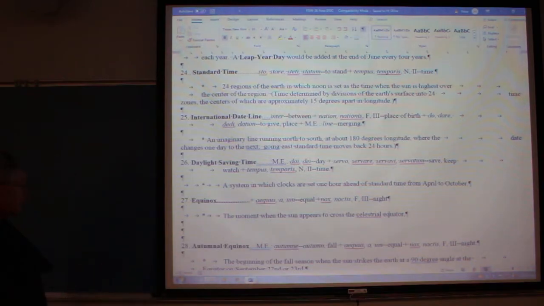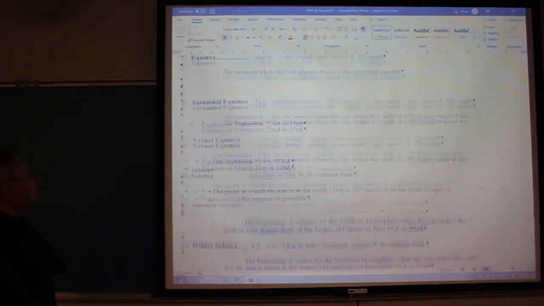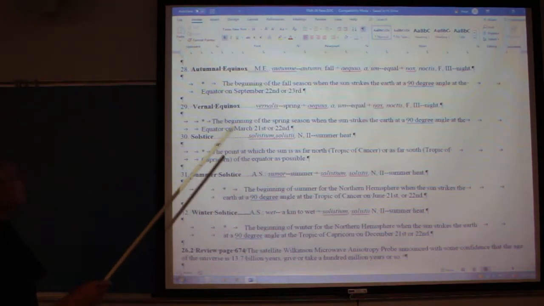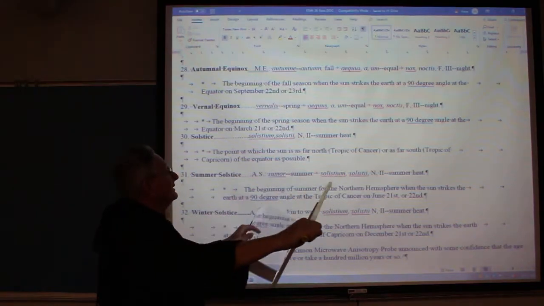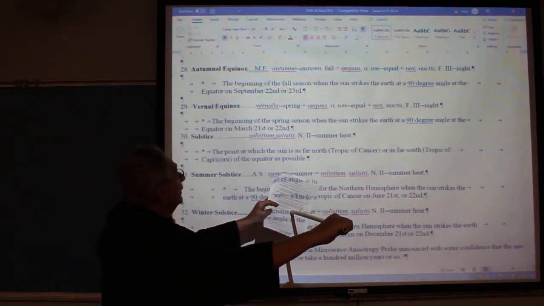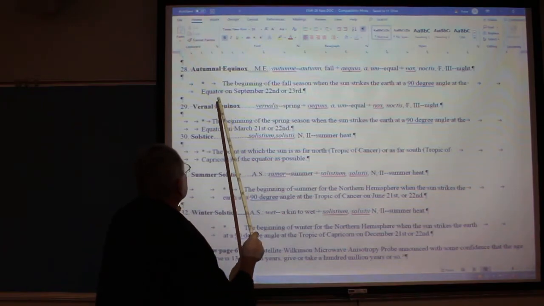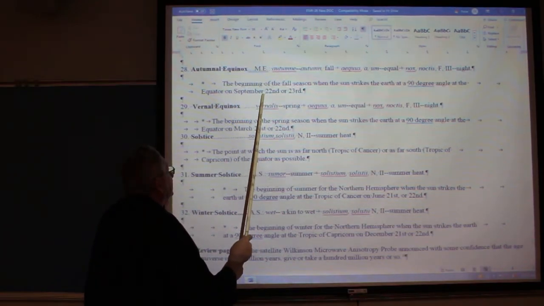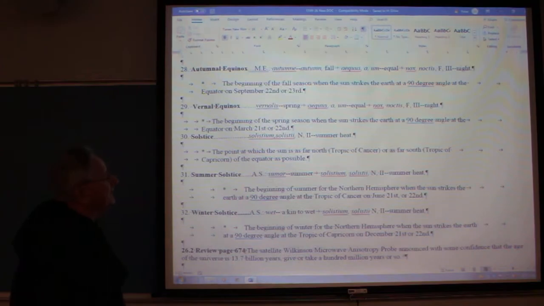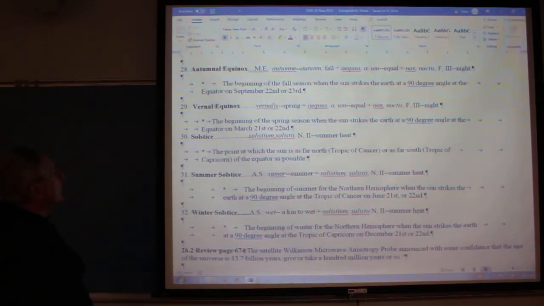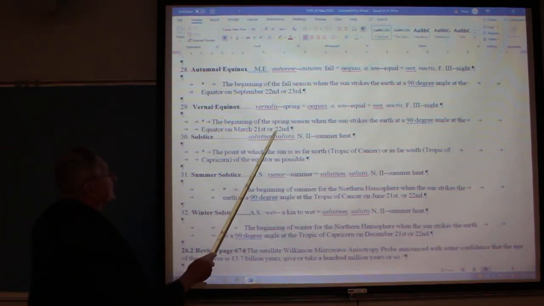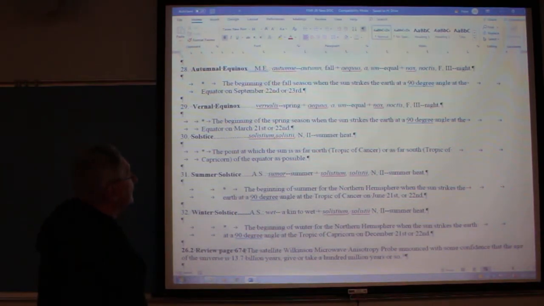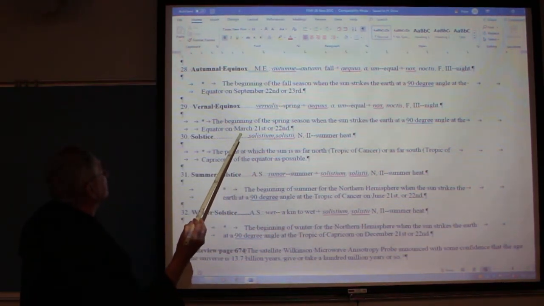Can we move up the words, please? We have the autumnal equinox, the beginning of the fall season, where the sun hits 90 degrees, a perfect right angle at the equator, and that's either September 21st or 23rd, depending upon leap year. And the vernal equinox is in the spring, and that is March 21st, St. Benedict's Day, or 22nd, depending upon the leap year, 90 degrees.